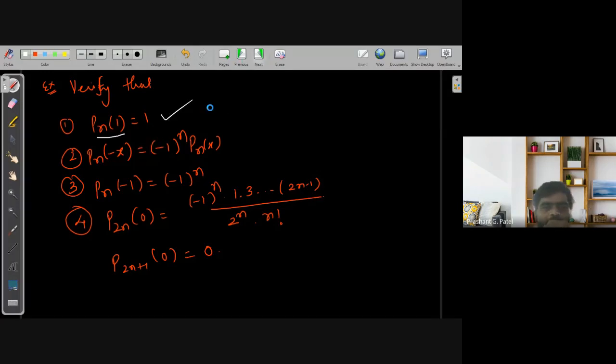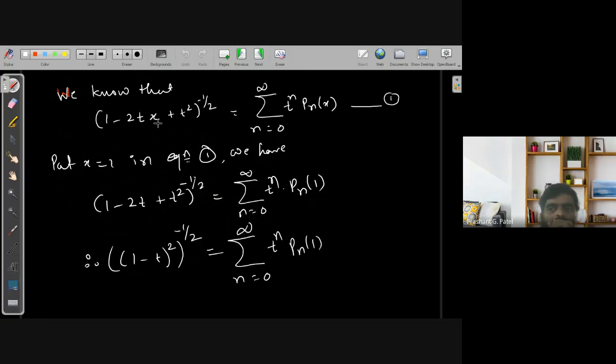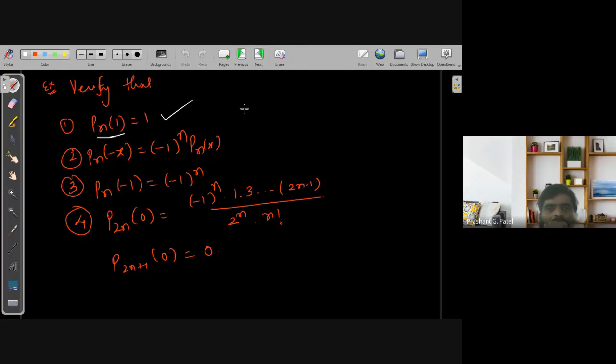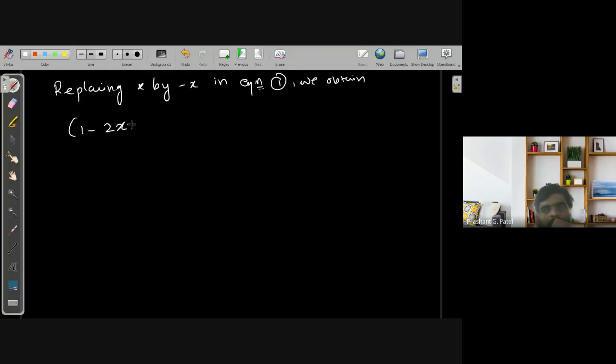Now to prove the second one, in equation 1 we substitute x equal to minus x. Instead of x we replace by minus x in this expression, because we need to have Pn of minus x. So now replace x by minus x in equation 1. We obtain 1 minus 2x into minus, minus becomes plus, x into t plus t square raised to minus 1 by 2 is equal to summation n running from 0 to infinity t power n Pn of minus x. We call this equation 2.